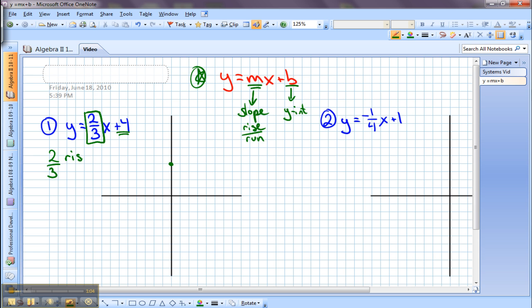Thinking about slope as rise over run, we see that from our y-intercept of 4, we need to rise 2 and run 3. So from 4, we're going to go up 1, 2, and to the right 1, 2, 3. If we do that again, up 1, 2, and over 1, 2, 3. After we have a few points, we can draw our line.